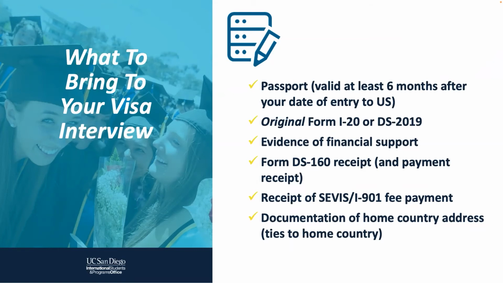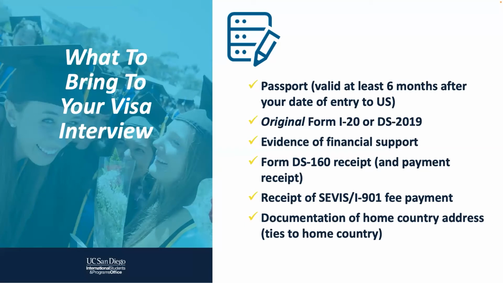You do need to show the original, and there's a caveat there for the I-20, the printed I-20. So you cannot just show it on your tablet or your phone. It does have to be printed. You do have to show evidence of financial support, and this can be and should be the same documents that you provided to us in order for us to issue the I-20 or DS-2019. You do need to show your Form DS-160 receipt, payment receipt, your receipt of the SEVIS I-901 fee, and then lastly here, documentation of home country address.